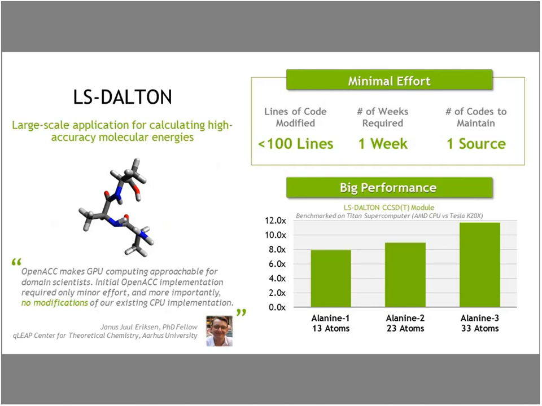And again, he went to one of our GPU hackathons, and in about a week's worth of effort and modifying a pretty small amount of the code, about 100 lines of code, you could see that he achieved very large speedups. And in this case, this is running on the Titan supercomputer, which is one of the largest computers in the world. And comparing against the full CPU node versus running on the GPU, you can see he's getting 8x and greater performance improvement. And what's important to him is he maintained one source code, no additional modifications, one source code to run both on the CPU and on the GPU.